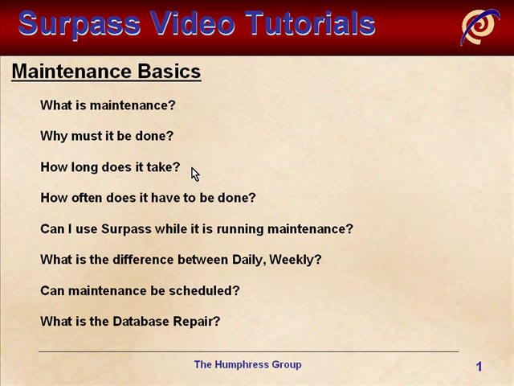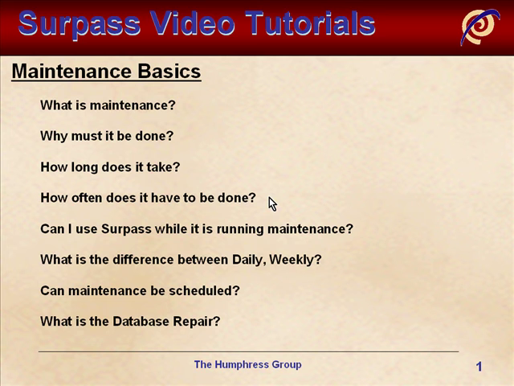The dailies take less time to perform than the weeklies, and the weeklies take less time to perform than the database repair. How often does maintenance have to be done? Generally, maintenance should be done each day that you are doing work in your database. So there are daily and weekly tasks. You should run the dailies on a daily basis and the weeklies once a week. The weeklies are more invasive than the dailies.